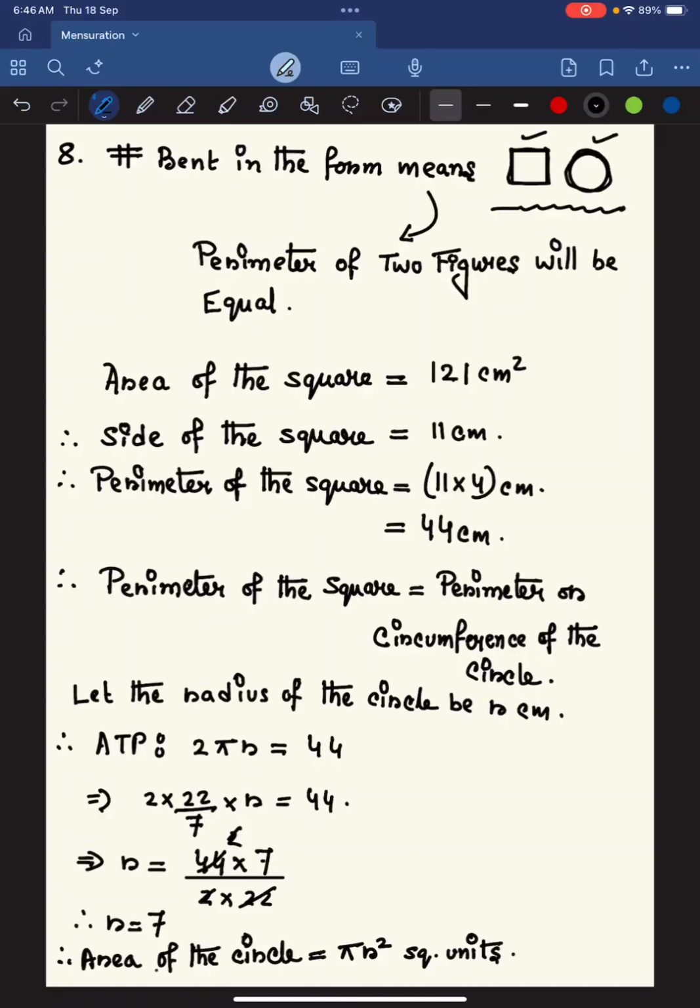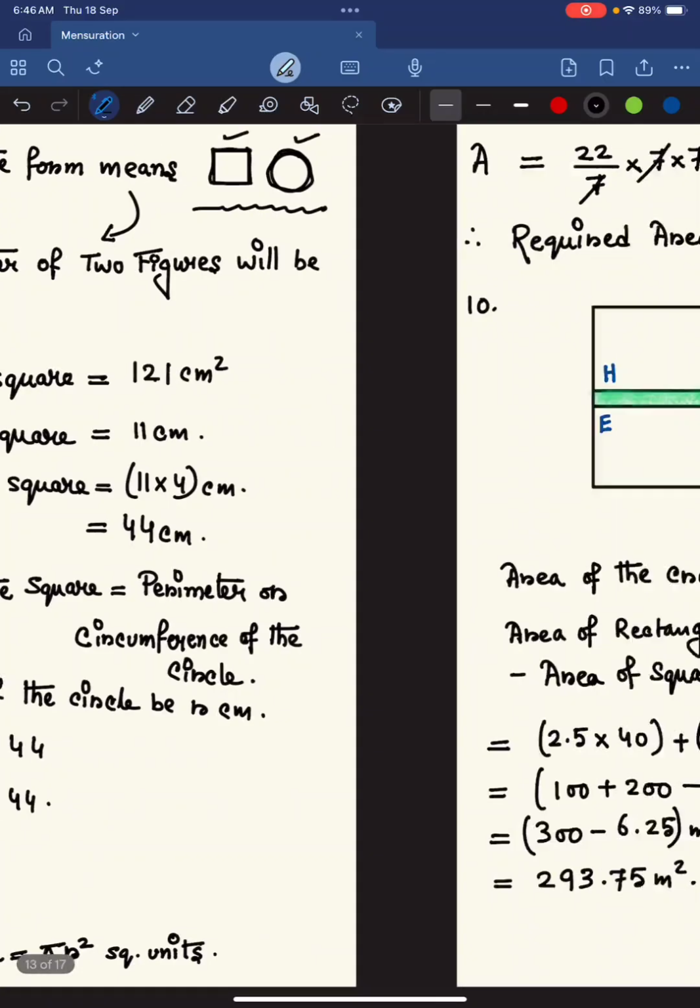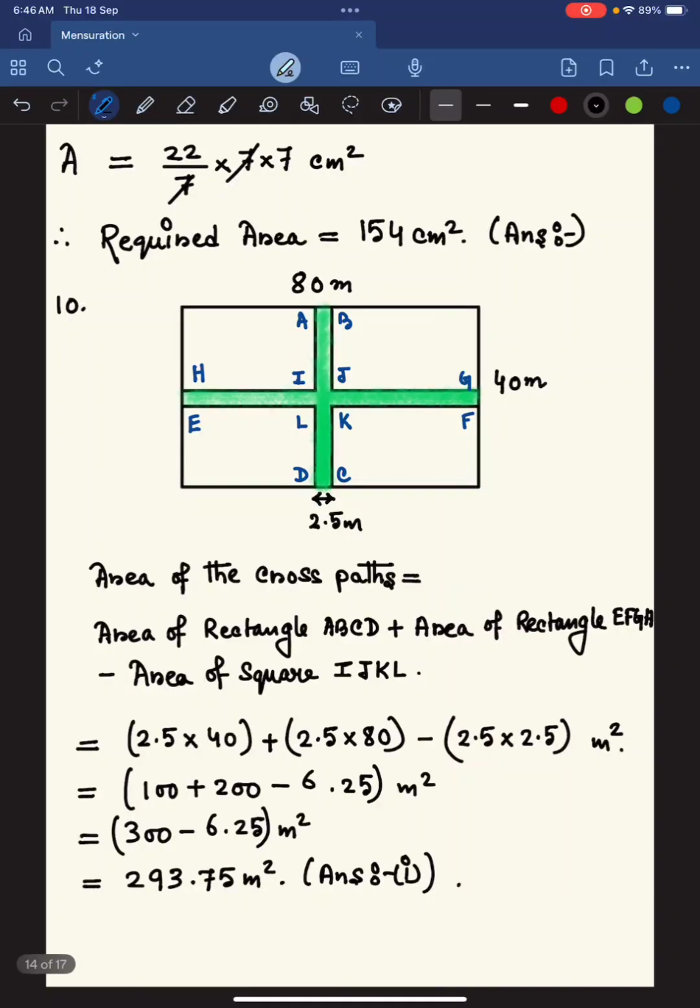Therefore the area of the circle will be equal to pi r square units, which is equal to 22 by 7 into r square, means 7 into 7 centimeter square. This 7 gets cancelled out, so it becomes 22 into 7, which means 154 centimeter square. Okay, understood? Okay, let's come to question number 10.